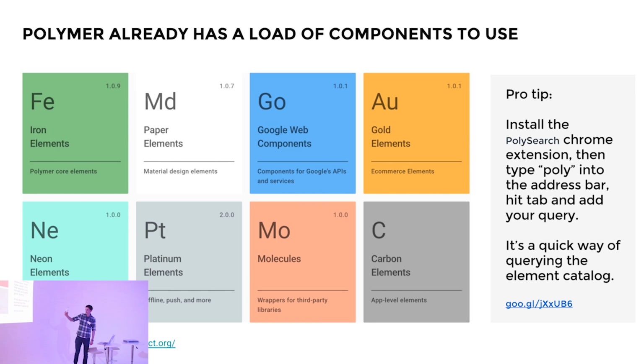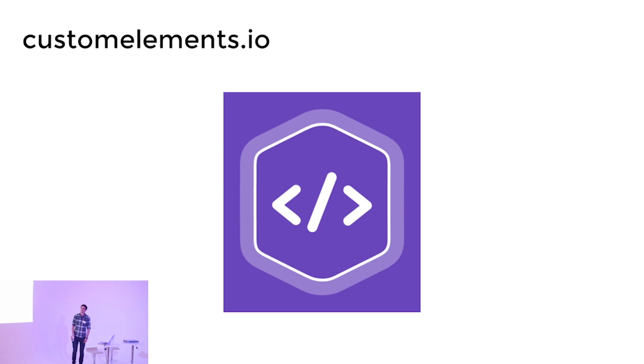And a pro tip: if you install the Poly search extension, then you can just type Poly, hit tab, and then search another thing. It will go straight to this website. And then if you want something which isn't in there, there's a load of good websites out there, for example Custom Elements, which host a load of community uploaded components. Word of warning though, obviously you can't guarantee the quality of the component compared to the Polymer team, so it's worth doing your research to make sure you're getting the right one.